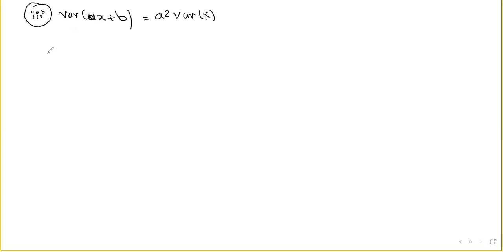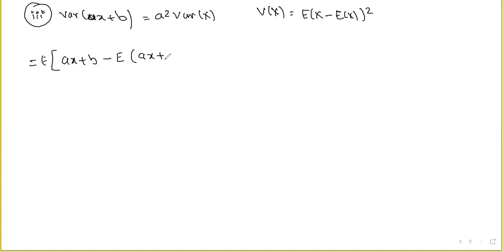So here again use the basic definition, right? What does the basic definition say? Variance of x equals expected value of x minus expected value of x, whole square. So here instead of x, we have ax plus b. So this is equal to expected value of ax plus b minus expected value of ax plus b, whole square, right?